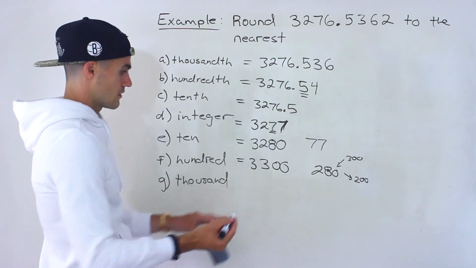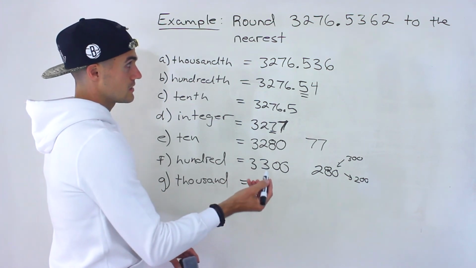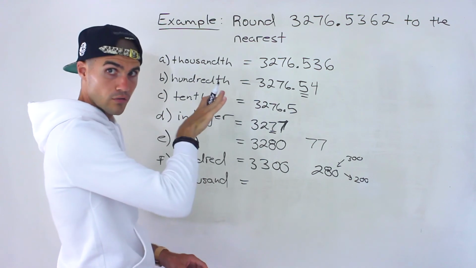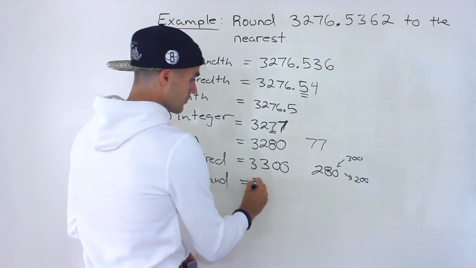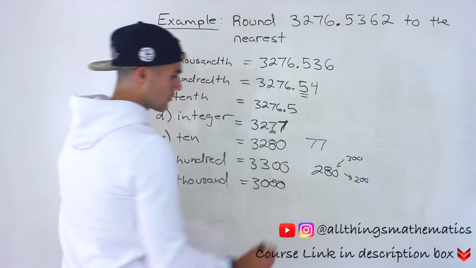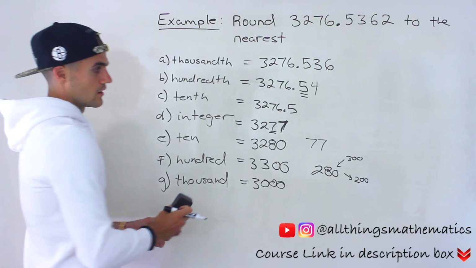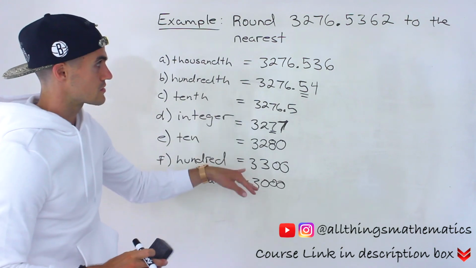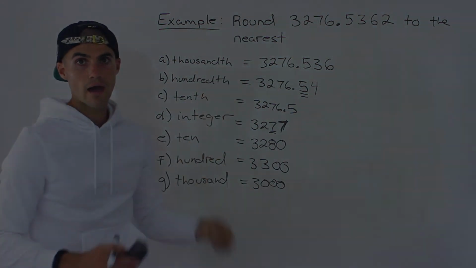And then rounding to the nearest thousand, 3,276, is that going to be 4,000 or 3,000? Pretty obvious it's going to be 3,000, like that. So fairly basic stuff, but again, doesn't hurt to review. These are the answers to rounding that value.